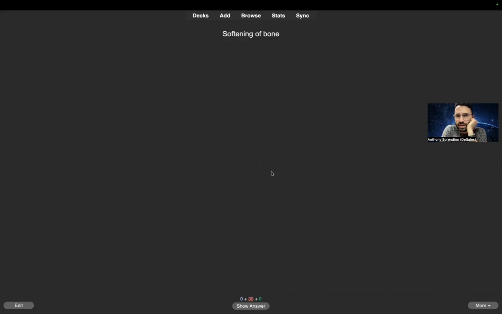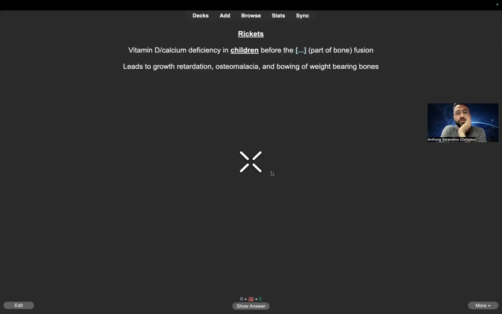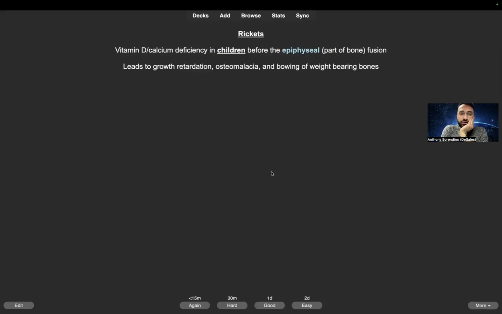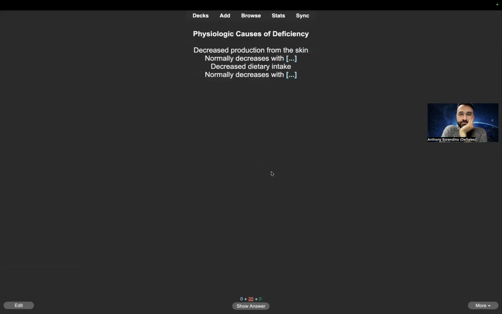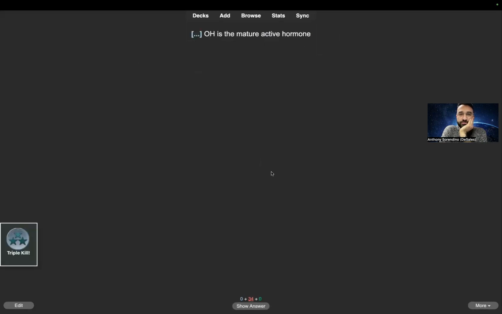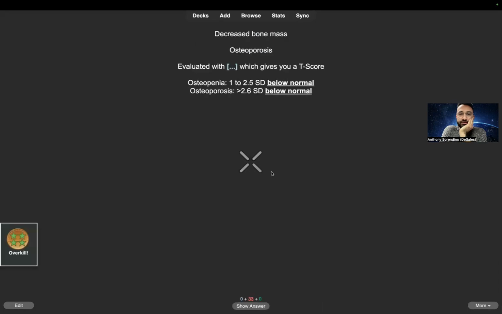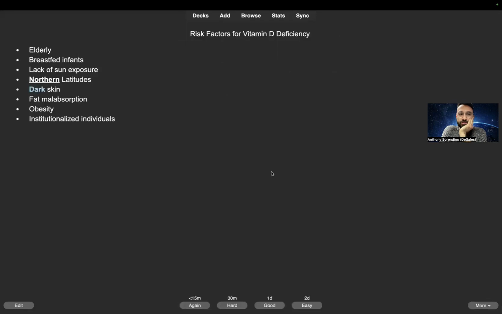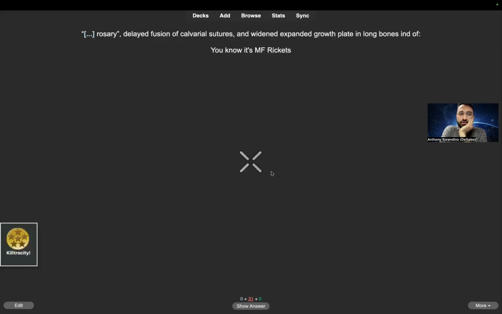Softening bone, osteomalacia. Caucasian children need about how many? 1 to 2. Vitamin D increases serum. I assume if you have darker skin, it's going to be more than that, maybe like 2 to 4. Vitamin D increases serum calcium, epiphyseal, age, 125. DEXA scan, darker skin, northern latitudes is there. Rachitic rosary, this is going to be rickets.